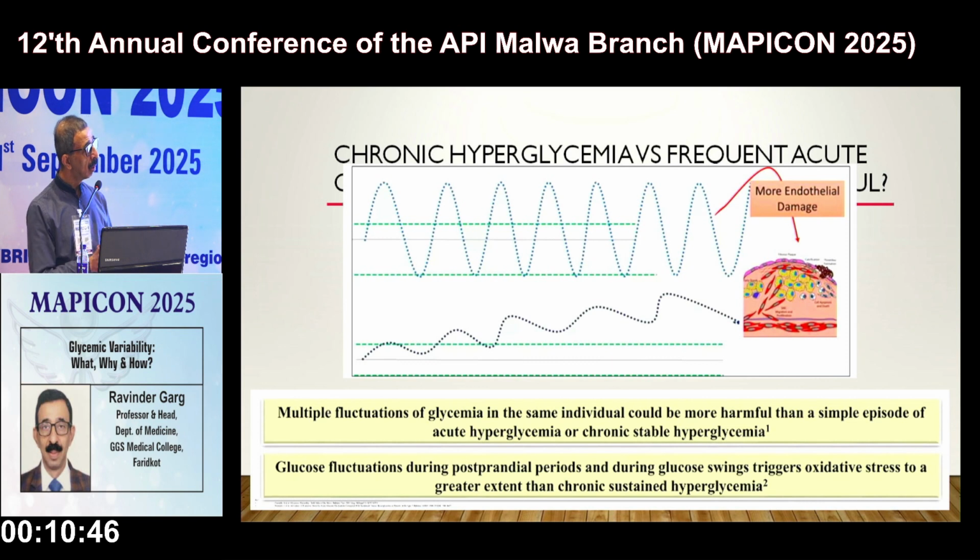Now this is a head-on comparison between chronic hyperglycemia and frequent acute fluctuations. On the top, we have frequent acute fluctuations, up and down swings, whereas the lower one is chronic hyperglycemia. So which patient do you think is having more damage? The top one. Chronic hyperglycemia is not that damaging. Fluctuations are more damaging.